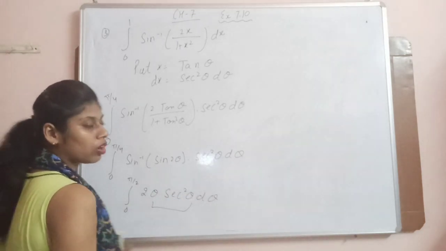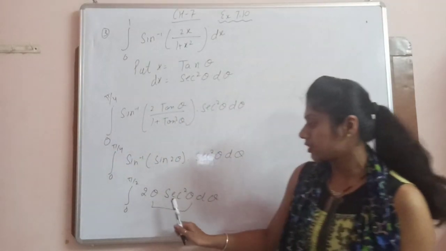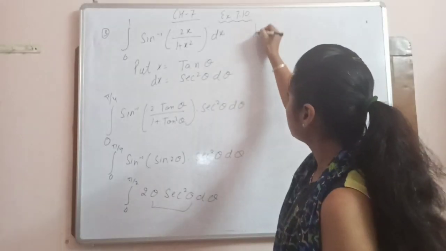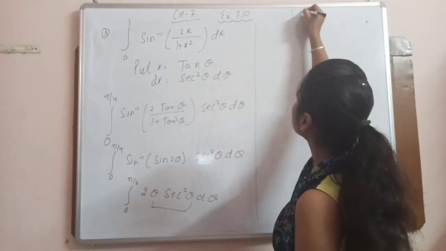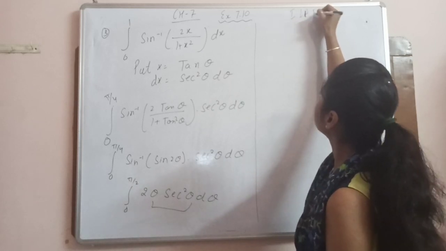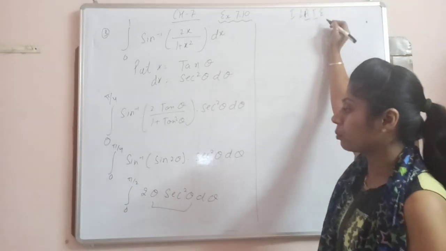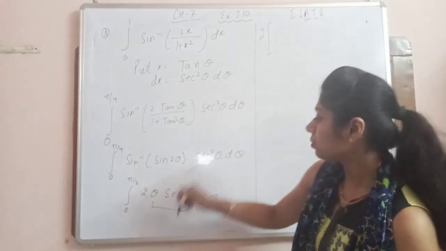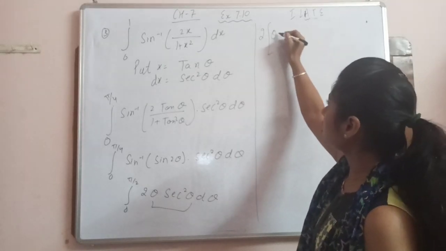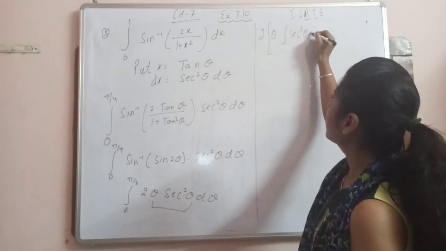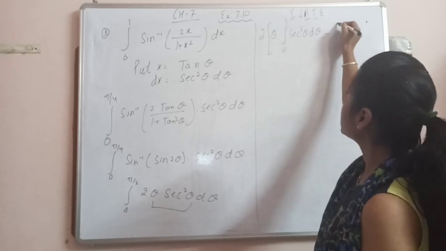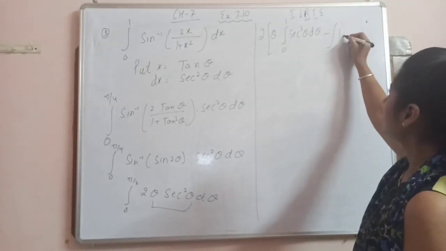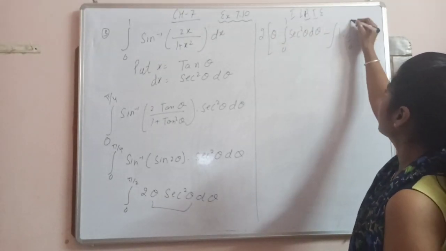Now it is the product of two functions. First is an algebraic function and second is a trigonometric function. Then we will apply the rule of integration by parts, that is according to the ILATE rule: first algebraic function, then trigonometric function. We will take the common constant out. Now apply the rule: first function into integration of second function, minus integration of derivative of first function, the derivative of theta is 1, into integration of second function.